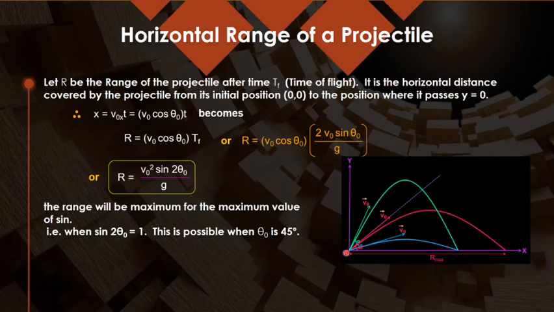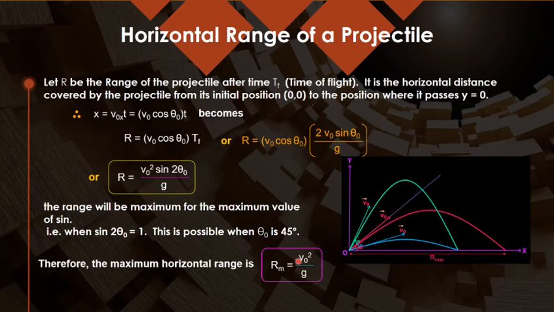This horizontal range means the distance traveled along the horizontal direction by the projectile will be maximum, and the maximum value is v naught square upon g. This is the maximum value of the horizontal range, which is there when the angle of projection is 45 degree. Now here of course they can ask, this angle we are always taking with the horizontal direction.